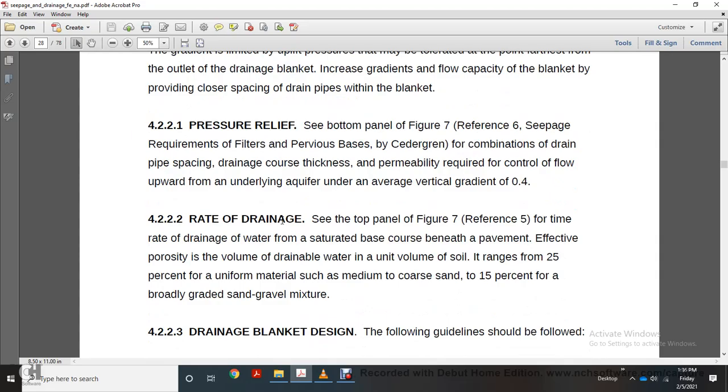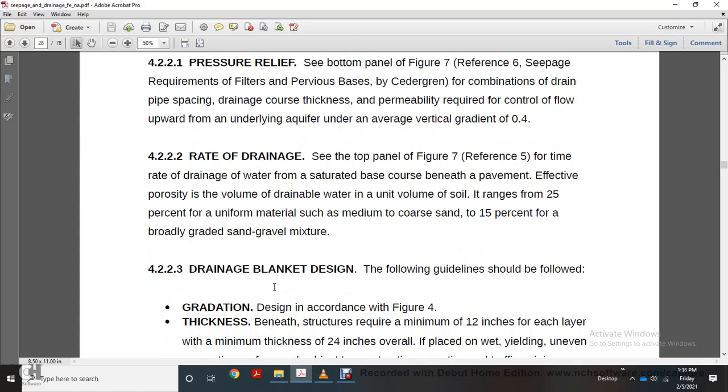Radius of the drainage. See the top panel, figure 7 of reference 5, for the time rates of the drainage water of the saturated base course beneath the paving, and the effect of the porosity of the volume of the drainage water and unit volume in soil. It ranges from 25% for uniform material, such as medium to coarse sand, to 15% for broadly graded sand gravel mixture.